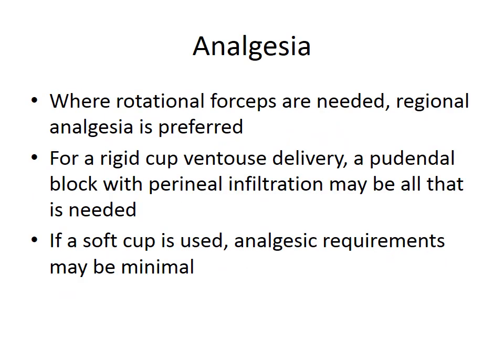The analgesia required for the assisted vaginal delivery differs according to the type of the instruments that are going to be used. For example, with rotational forceps, regional analgesia is preferred, while for a rigid cup ventouse delivery, a pudendal block with perineal infiltration may be all that is needed. However, for a soft cup, analgesic requirements may be minimal. For example, perineal infiltration may suffice for this type of instrument.